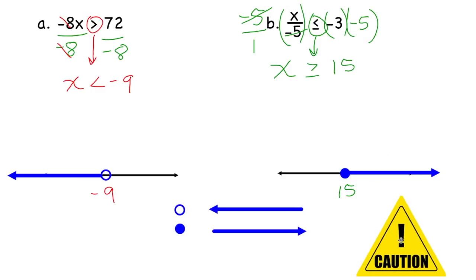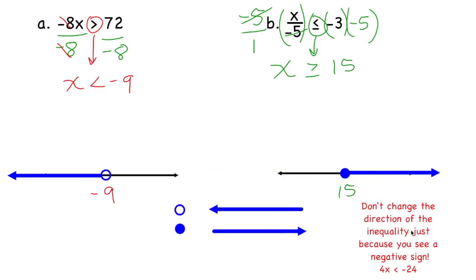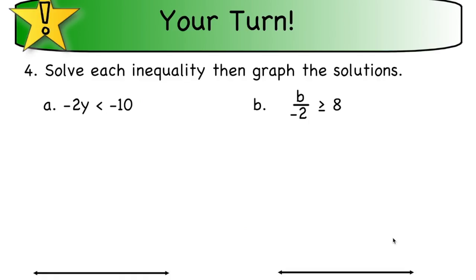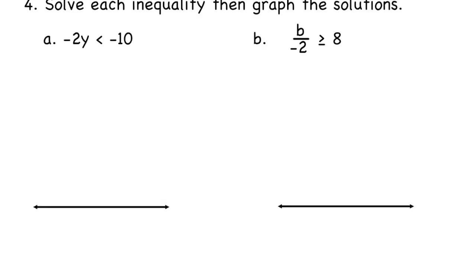So another caution here: don't change the direction of the inequality just because you see a negative sign. Here's an example. 4x is less than -24, but I would only divide by a +4. So I don't have to flip my inequality unless I multiply or divide by a negative in the process of solving for the variable. Here are two for you to try. Go ahead and do these on your own and bring your answers to class.